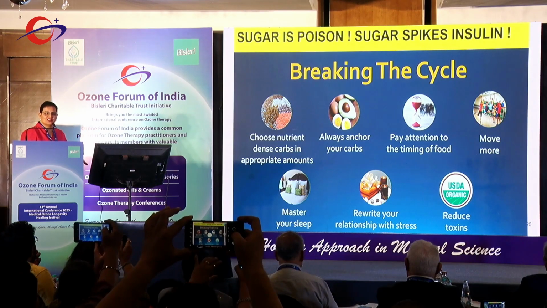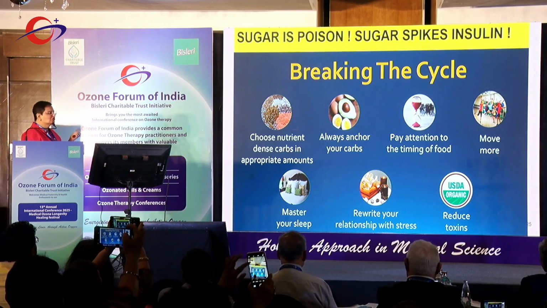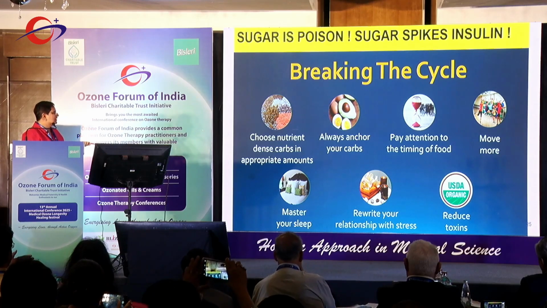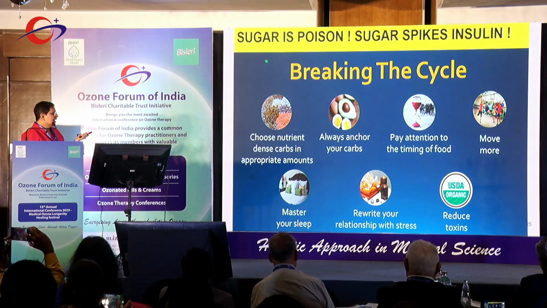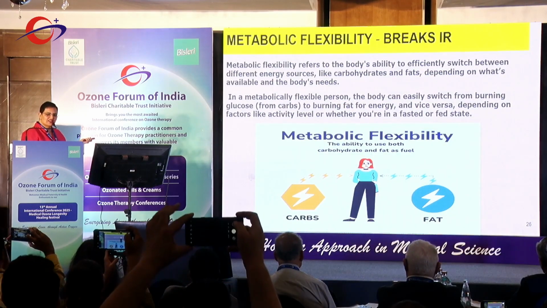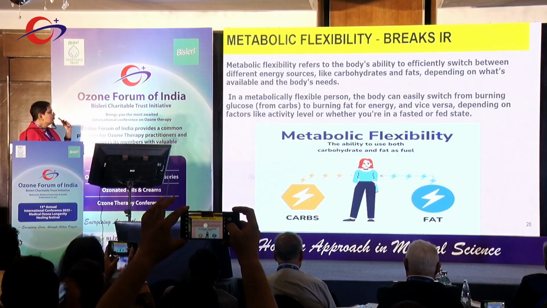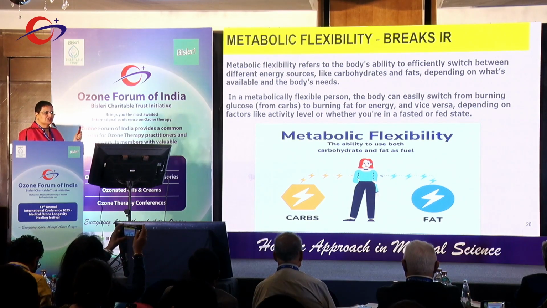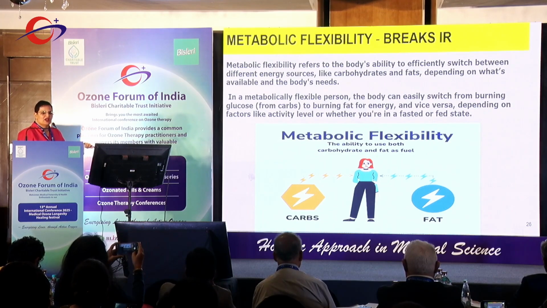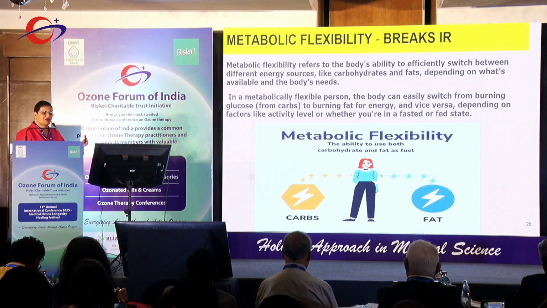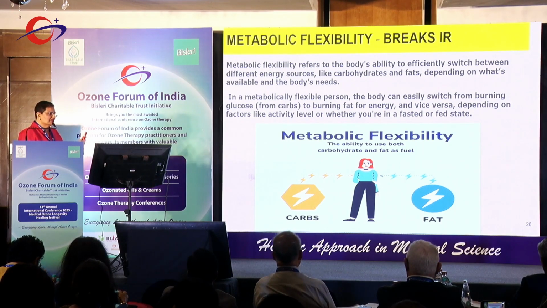So if Dr. Patana was here, he would be very happy with this slide, because sugar is poison and you have to break the insulin spikes. Break the insulin spikes. How to break the insulin spikes? This is the slide which everybody needs to understand. To break insulin spikes, you need to be in a condition called metabolic flexibility, where the body can use either fat or carbohydrate, switching on and off when the supply and demand is there.